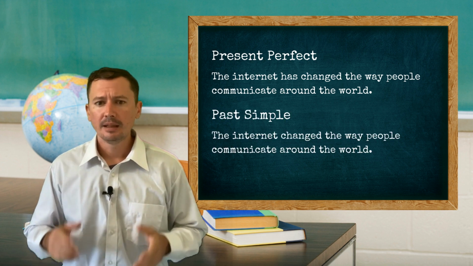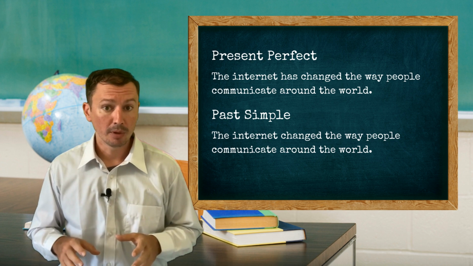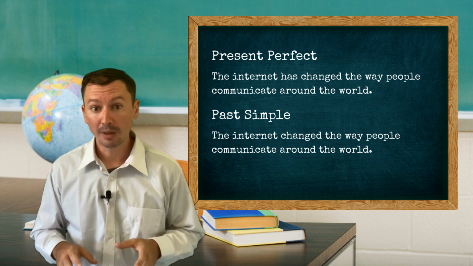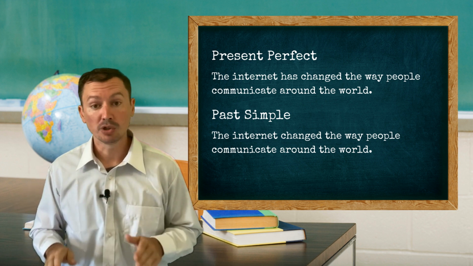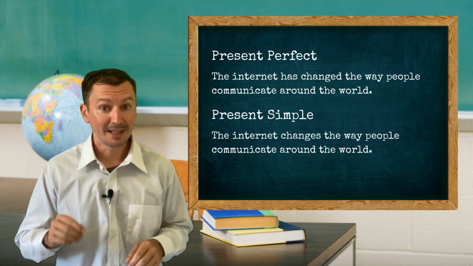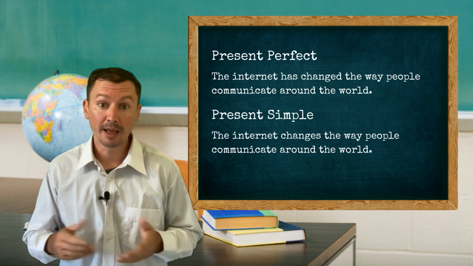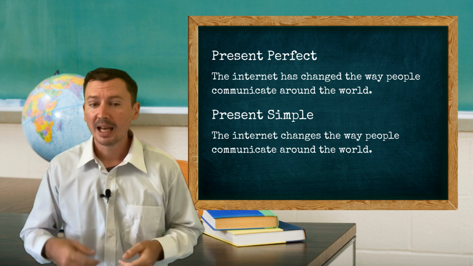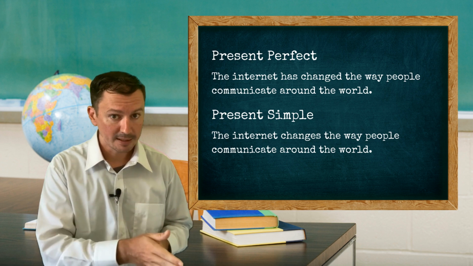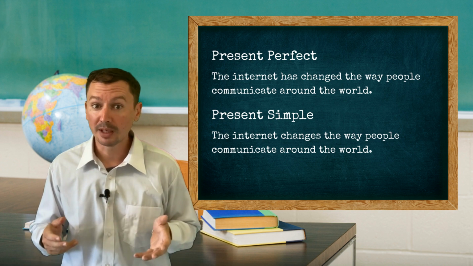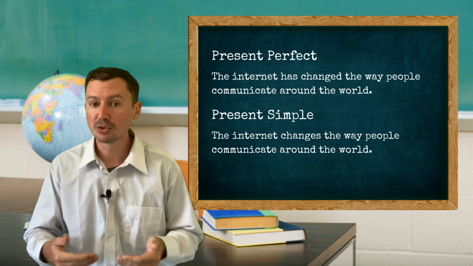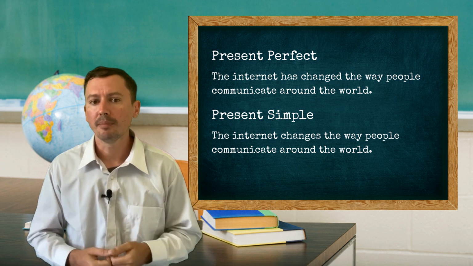If I said, "The internet changed the way people communicate around the world," it implies that this happened in the past and no longer continues to change our communication. If I said the internet changes the way people communicate around the world, it suggests a series of repeated events. The first two examples are quite reasonable, though I think most people can agree that the internet continues to evolve and we adapt with it.